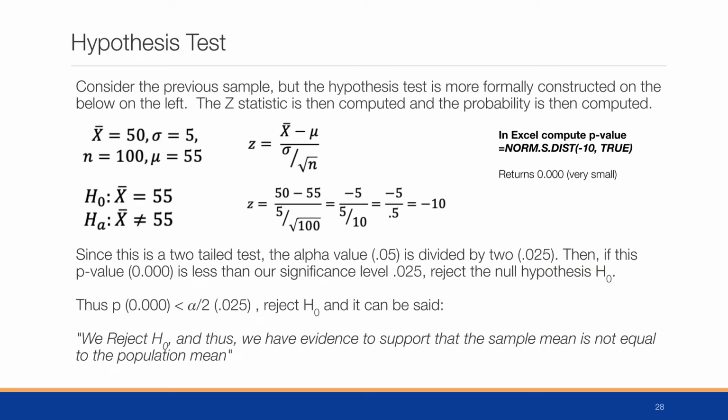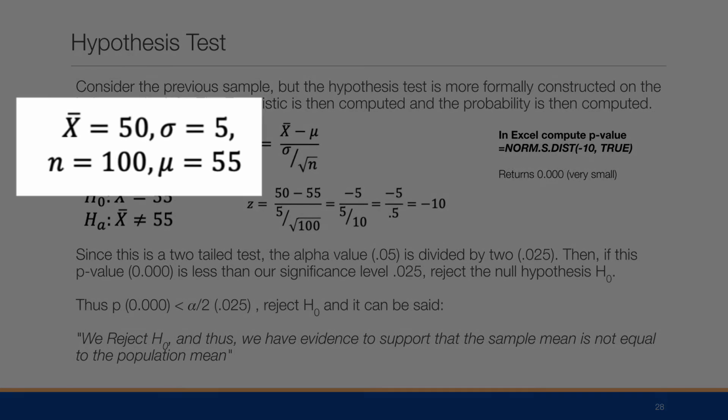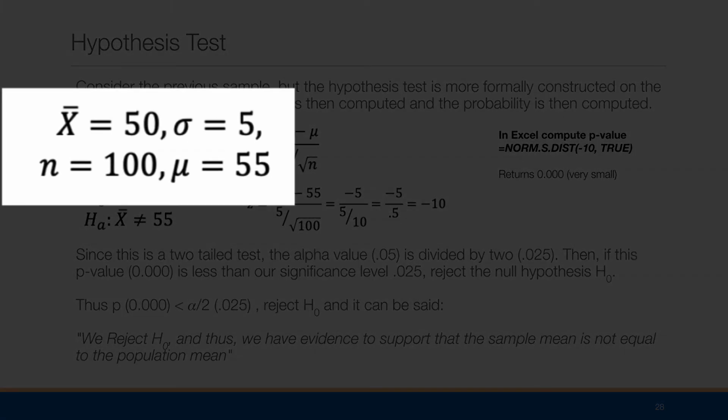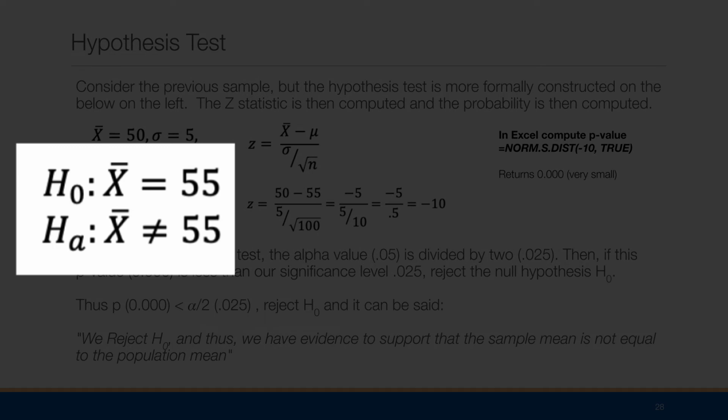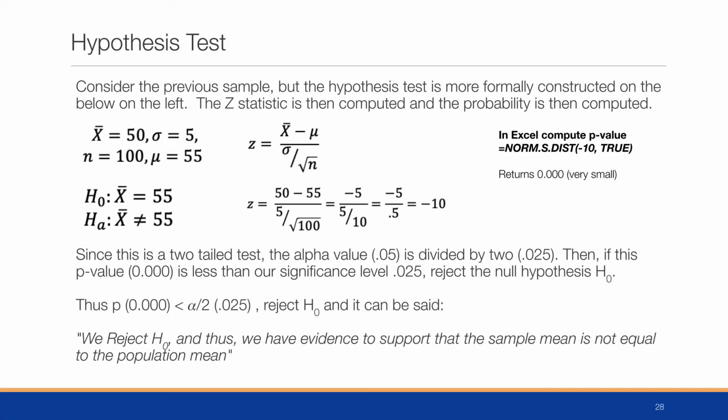So looking at the previous sample, the hypothesis test is more formally constructed on the left here. We have our x bar equals 50, our sigma equals 5, n equals 100, mu equals 55. We said H0 is x bar equals 55, HA is x bar not equal to 55. It's clear it's a two-tailed test, so the alpha value is going to be divided by 2, 0.025. Then if the p-value is less than our significance level of 0.025, we will reject H0.